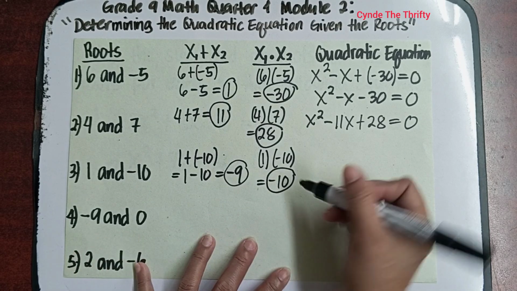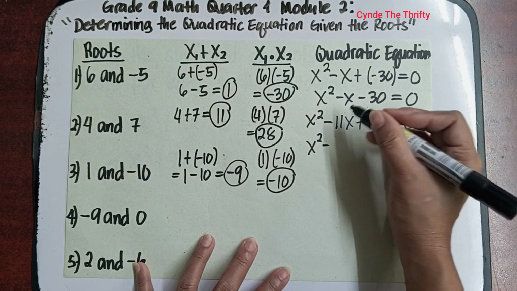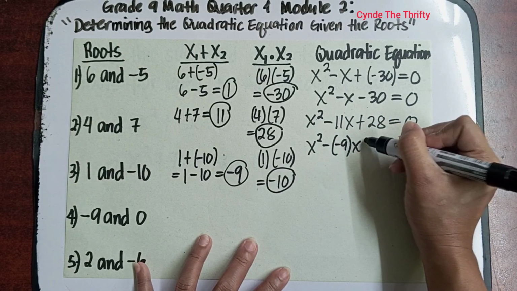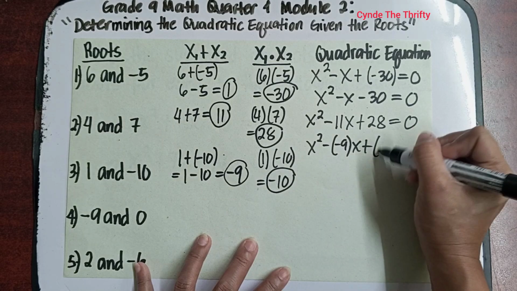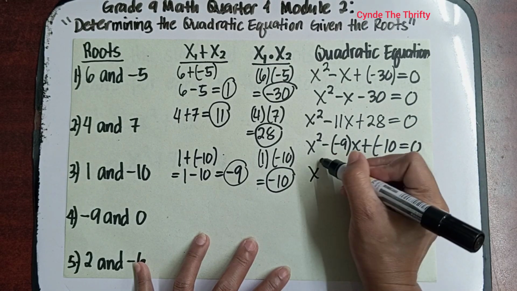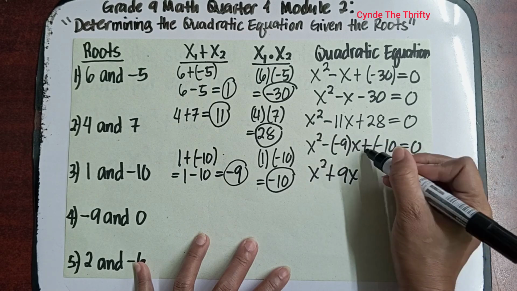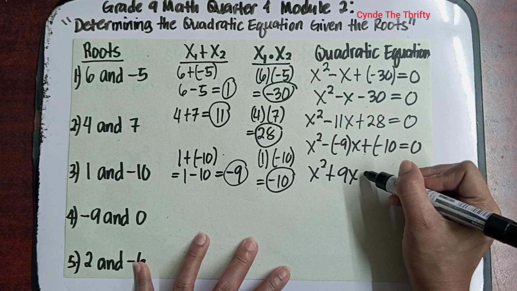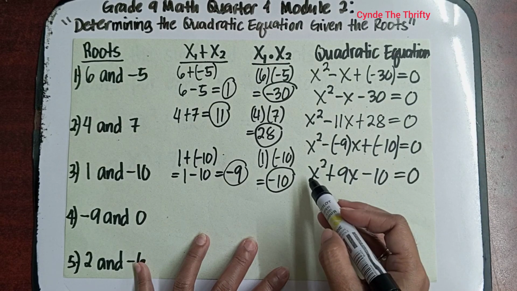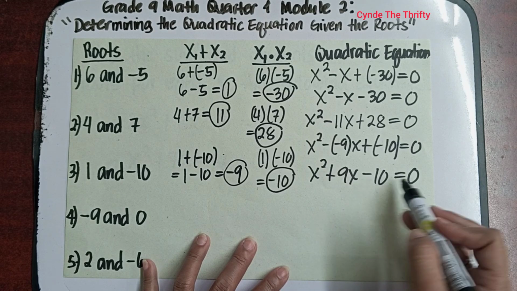Okay? So, gawin na natin ang ating equation. So, x squared minus the sum of roots na negative 9, x plus the product of roots na negative 10 is equal to 0. Okay? So, x squared, negative times negative is positive 9x. Positive times negative is negative 10. Is equal to 0. Okay, so ang ating equation is x squared plus 9x minus 10 is equal to 0.